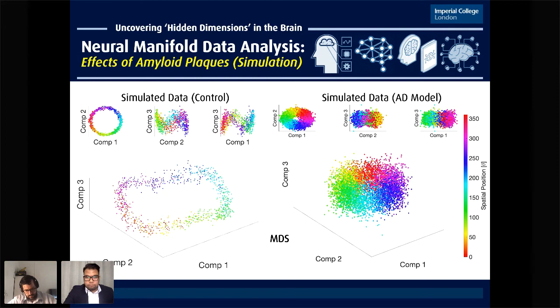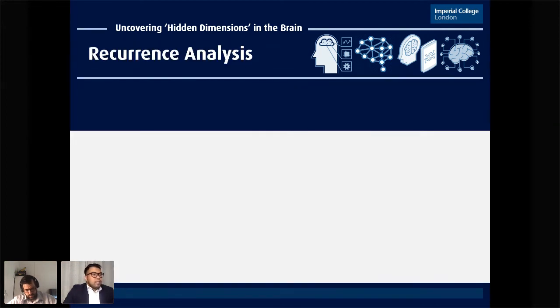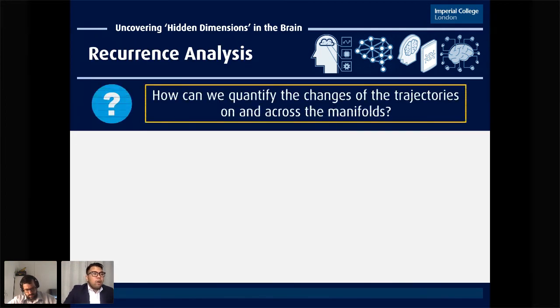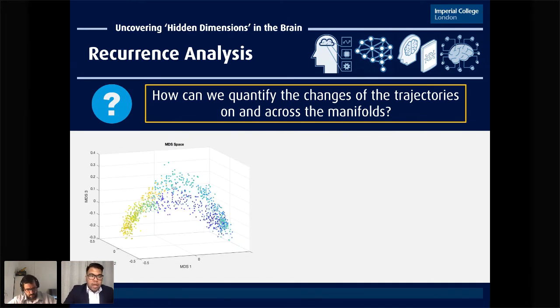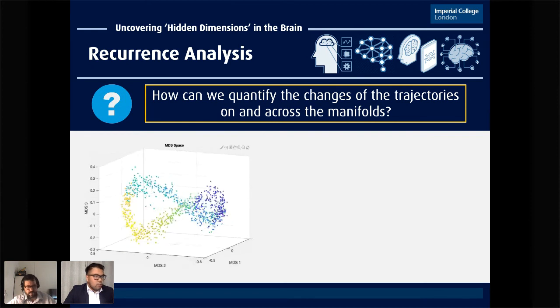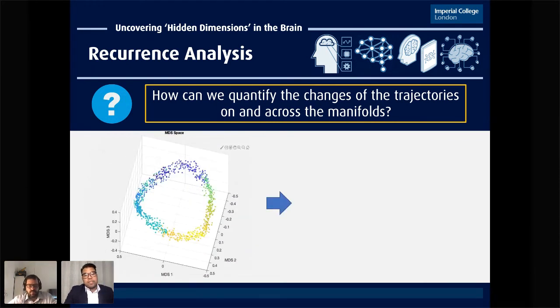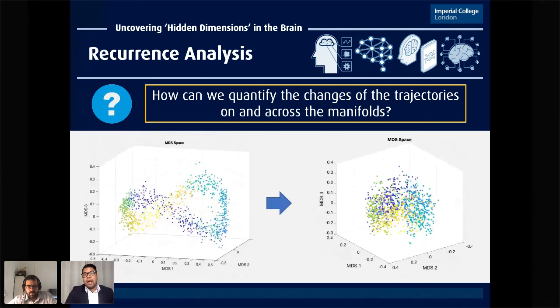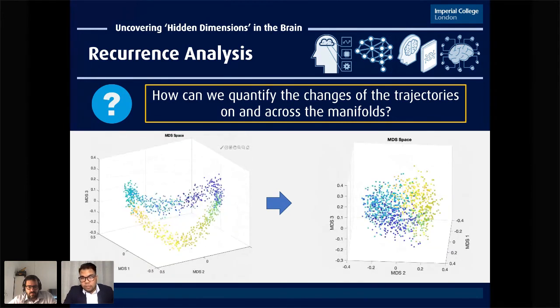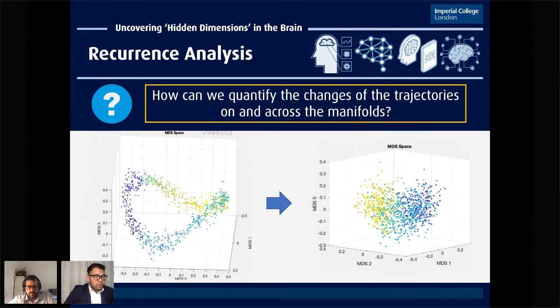Now, the question is, how can we quantify the changes of the trajectories on and across the manifolds? For example, if we have this for the control model and it changes over time during the progression of the disease, how can we quantify the changes in the trajectories on and across the manifolds?